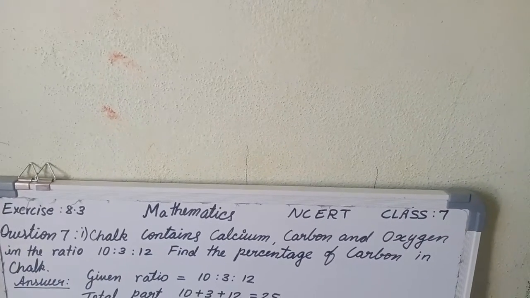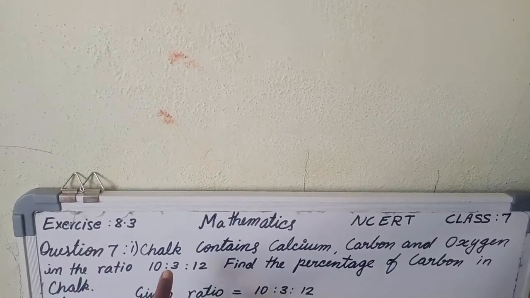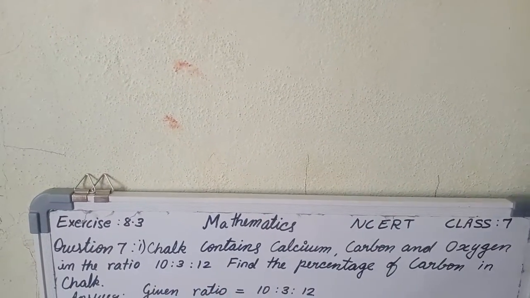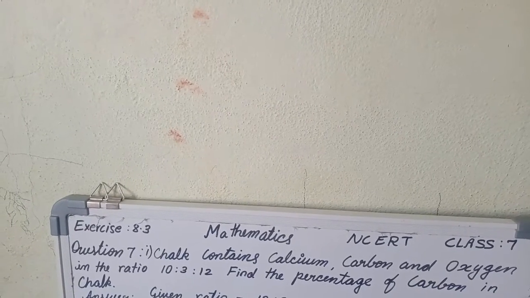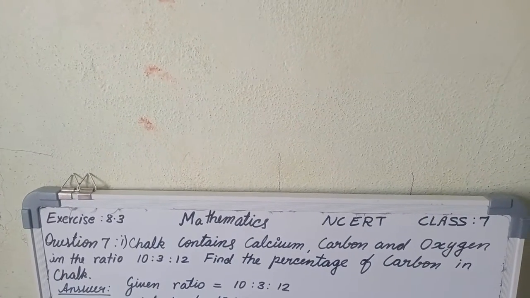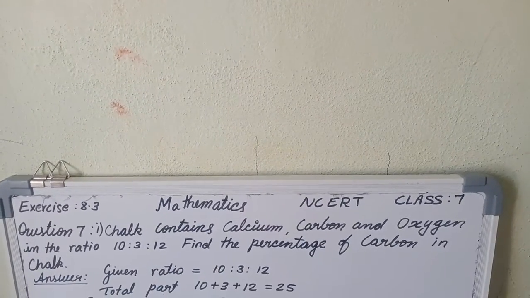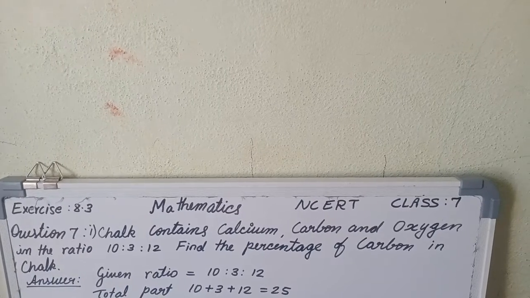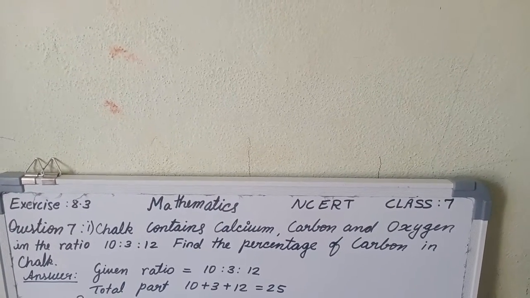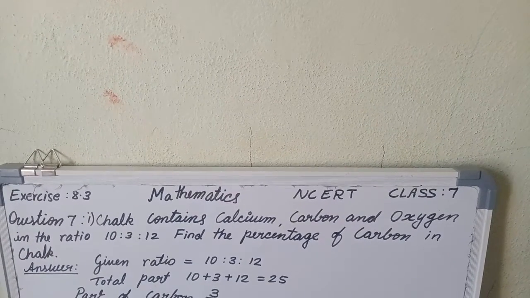Chalk contains calcium, carbon, oxygen. It is given in the form of ratio 10:3:2. So before going to the answer, let us take down the given things. Given ratio 10:3:2. Total parts, let us find out. When we are finding the percentage, we must know the total. So 10 plus 3 plus 2 is equal to 15.